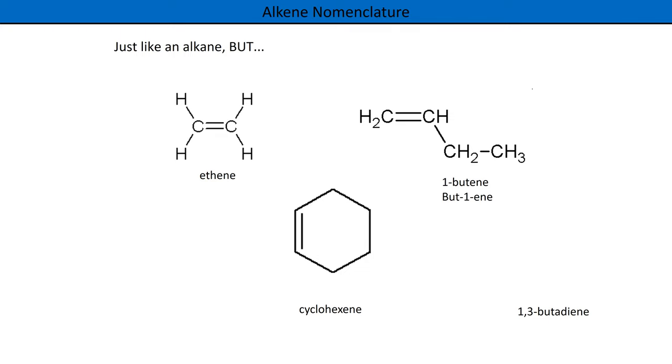One example that's not drawn, see if you can figure out what this means. What's 1,3-butadiene look like? The cyclohexene, ethene, 1-butene, what is butadiene? Two double bonds. So just like dimethyl, where you have to specify where both of the methyl groups are, a diene is a dialkene, and you specify where both of the double bonds are. So 1,3-butadiene would look like that.